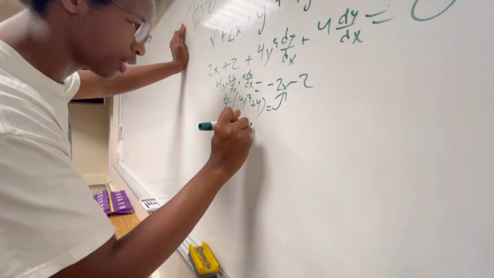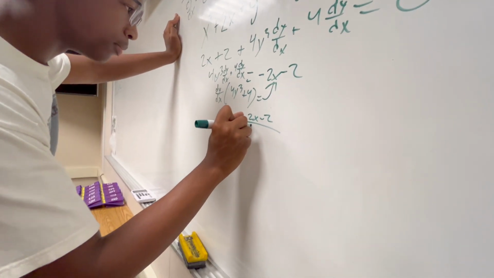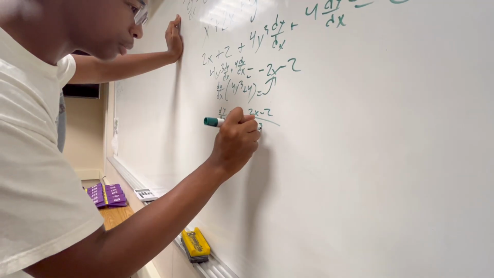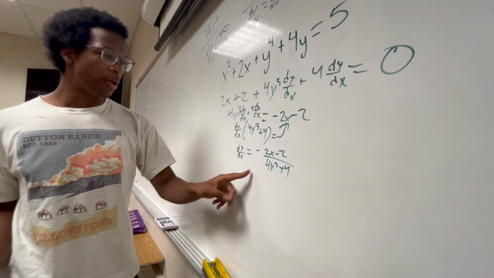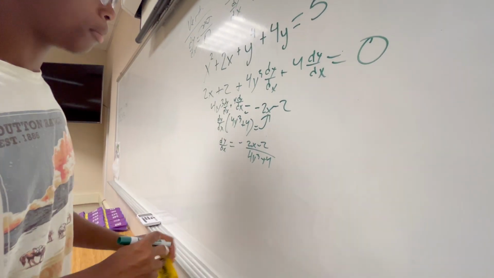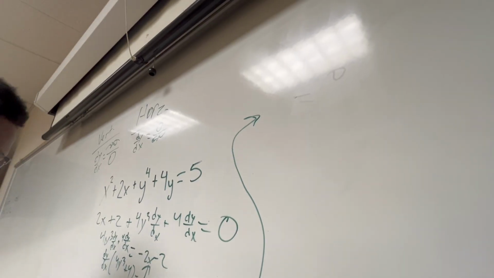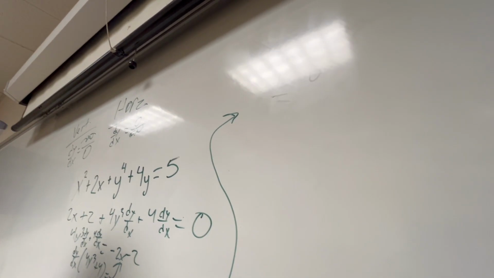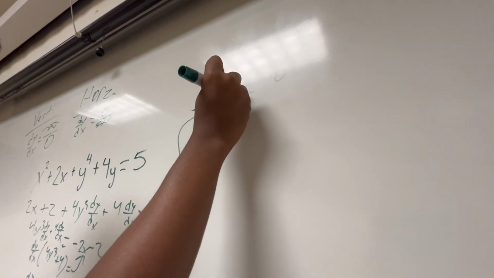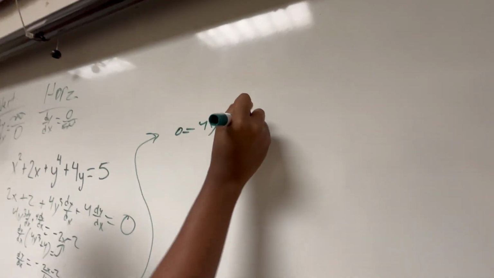So that's going to be equal to negative 2x minus 2 over 4y cubed plus 4. So dy/dx. Next, I'm going to go up here now, because what we're going to need to do is set the denominator equal to 0. So we'll start with 0 is equal to 4y cubed plus 4.